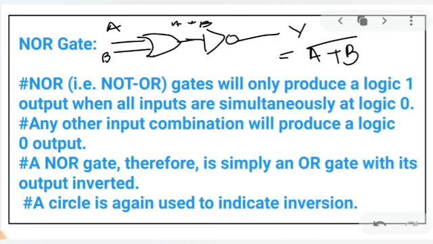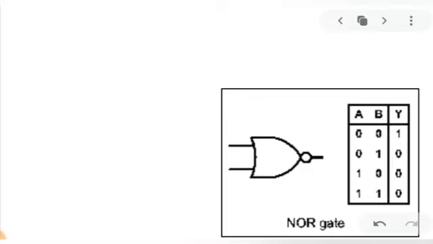So what is this NOR gate? NOR gate is that gate in which an OR gate is followed by a NOT gate. Now, what we'll be doing is, with the help of the truth table and diagram symbol. See, this is the basic symbol of the NOR gate.